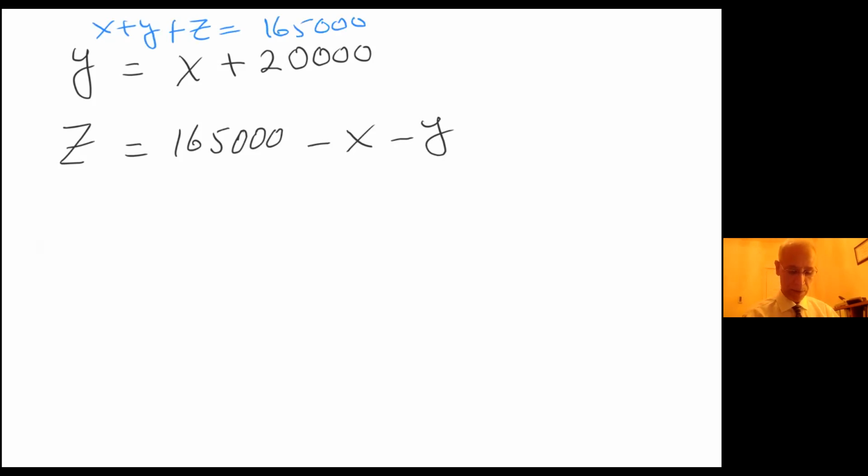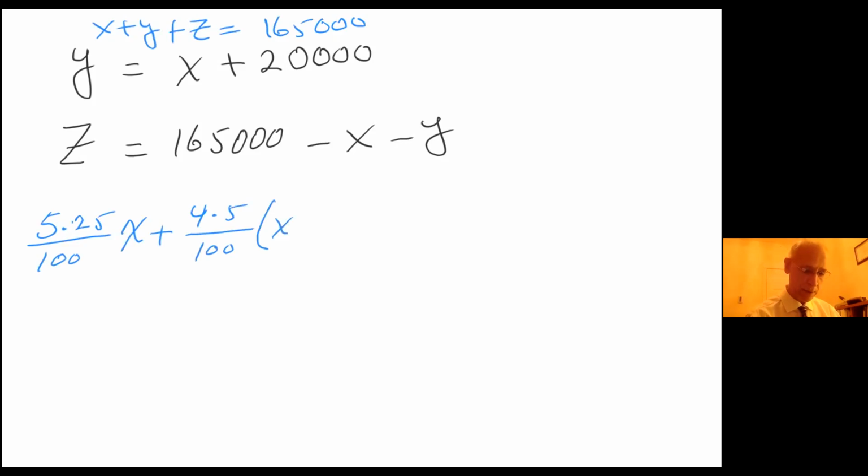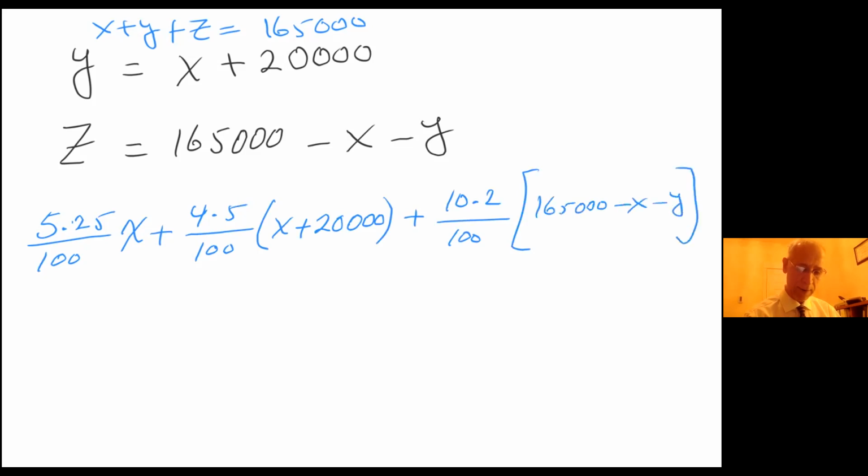What else do we know? We know that 5.25%, which means 5.25 divided by 100, of X, plus 4.5% of Y, and we know Y is X plus 20,000, plus 10.2% of Z, and we know that Z is 165,000 minus X minus Y. All that gave her the grand total of $11,962.50 according to the given problem.